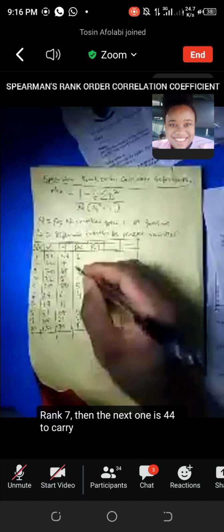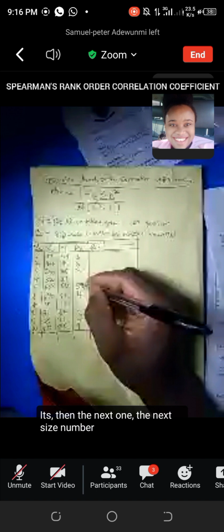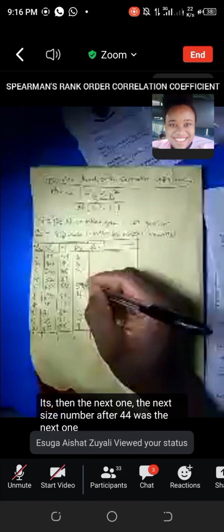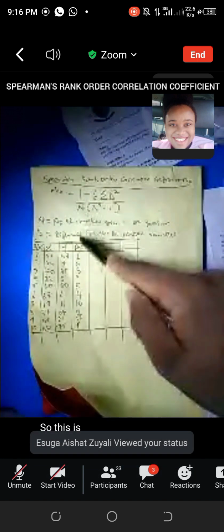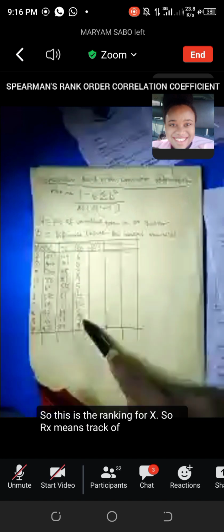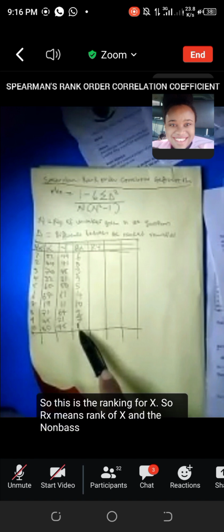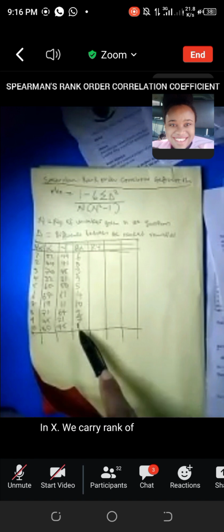Then the next one is 44. It will carry rank 8. Then the next highest number after 44 is 32. It will carry rank 9. And the lowest one will carry rank 10. So this is the ranking for X. So Rx means rank of X, and the numbers are ranked according to highest. So the highest value in X will carry rank of 1, and so on and so forth.